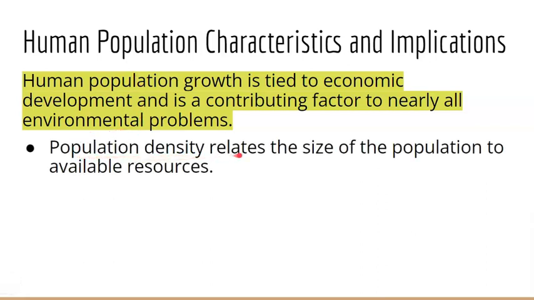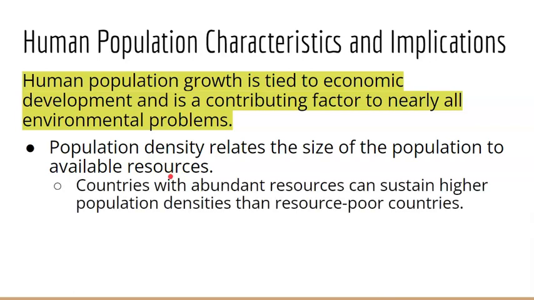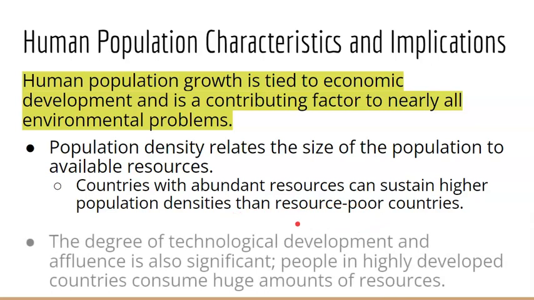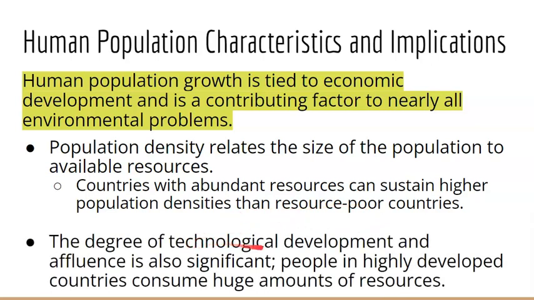So population density relates the size of a population to available resources. So high population density, lots of people in a small little place, there's going to be a lot of resource competition. But countries with abundant resources can sustain higher population densities than resource poor countries, because there's just more resources to support those people. And the degree of technological development and affluence is also significant.